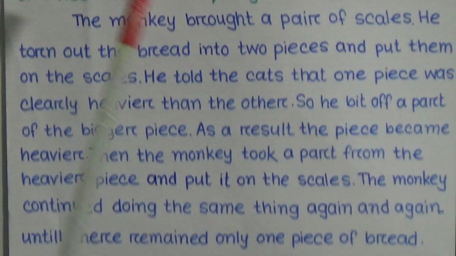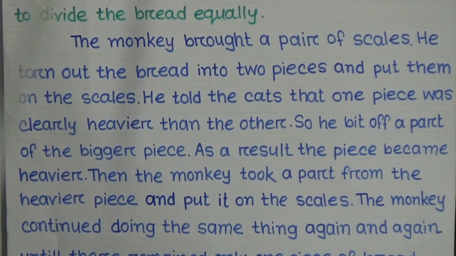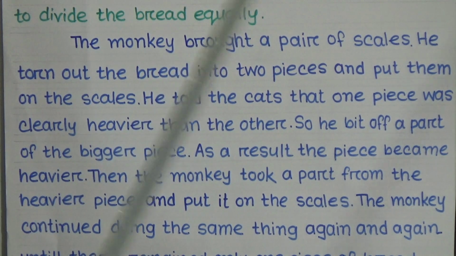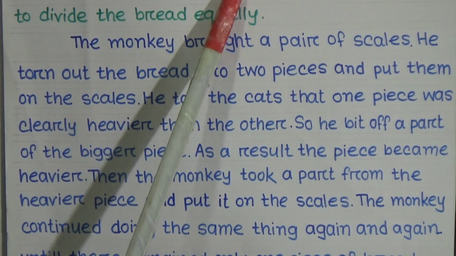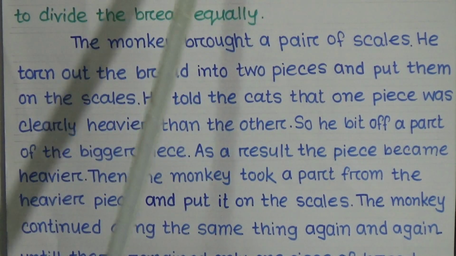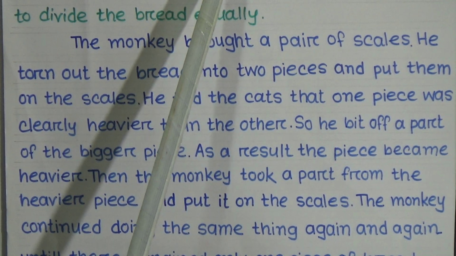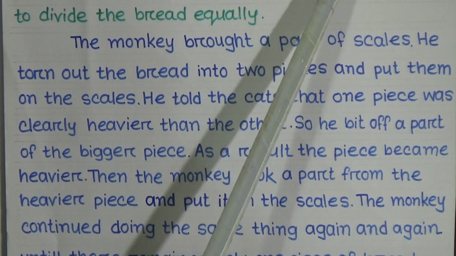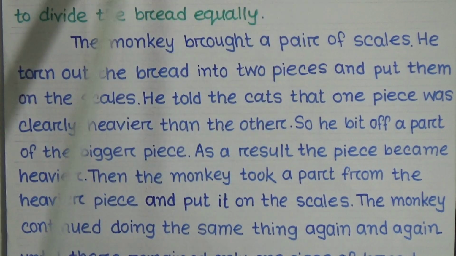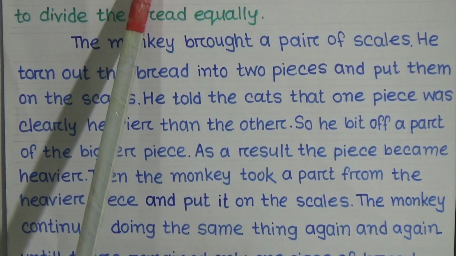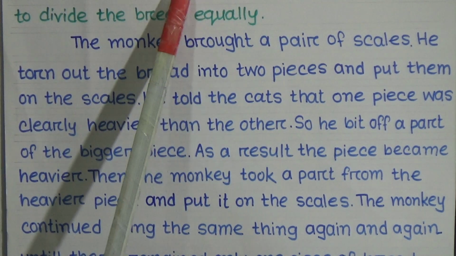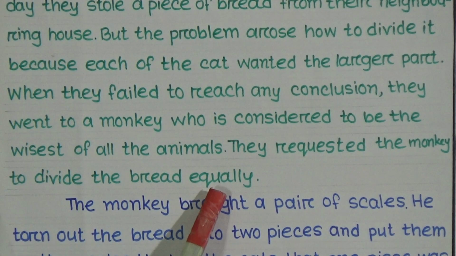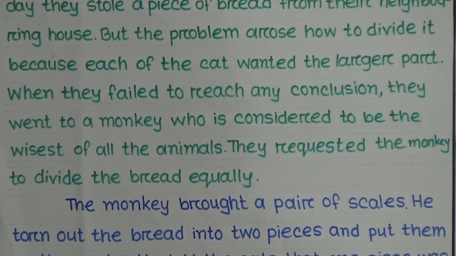From the given lines, we come to know that two cats who lived in a house, one day stole a piece of bread from their neighboring house. But the problem arose how they will divide it and who will take the larger or bigger portion. And to solve this problem, they went to a monkey who is considered the wisest of the animals, and they requested the monkey to divide the bread equally between them.